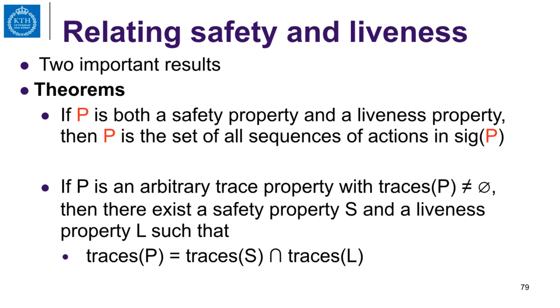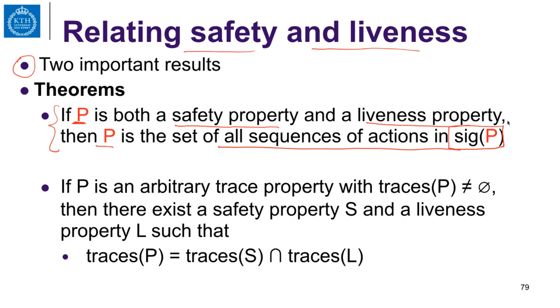We will now relate safety and liveness properties as trace properties with two important results that we will not prove. The first theorem says if P is a property that both satisfies the safety property and satisfies the liveness property, then P is the set of all sequences of actions in the signature of the problem P. So this says that there are no non-trivial trace properties that are both safety and liveness properties.